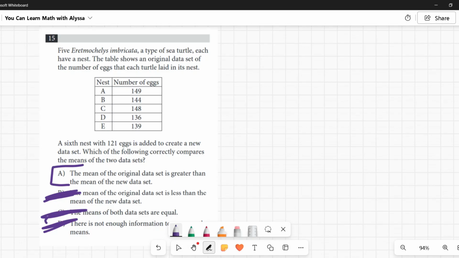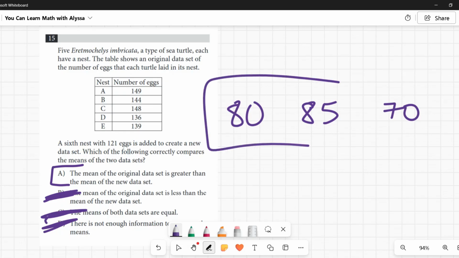Think about it like when you have grades. Say you had a couple of tests and you had an 80 and an 85. If on your next test you got a 70, is your average, your grade, going to go up or down? It's going to go down. Why? Because 70 is lower than any of your previous numbers.